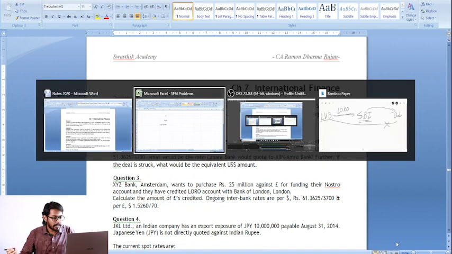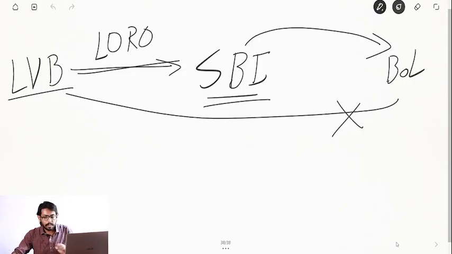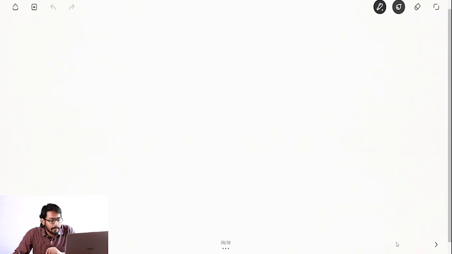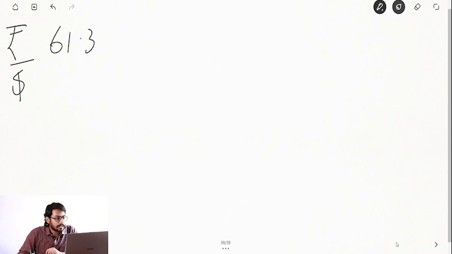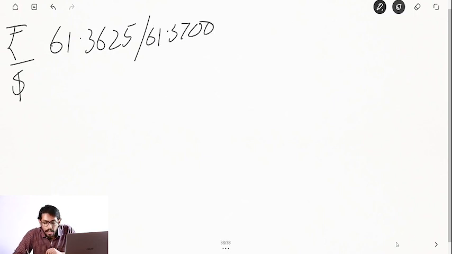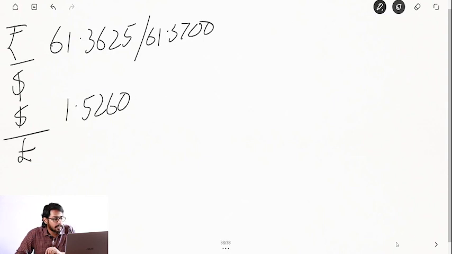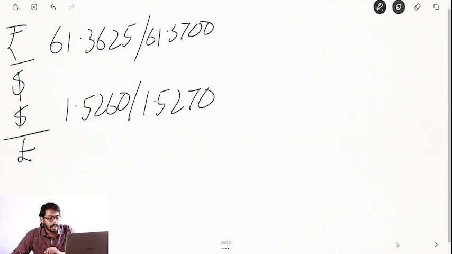Okay, so let's write down the rates first. What are the rates given? You have rupee by dollar is 61.3625 / 61.3700, and you have dollar by pound is 1.5260 / 1.5270.